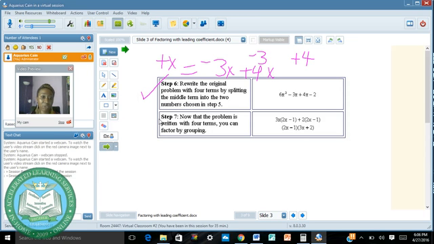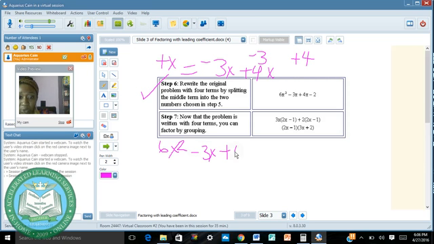Now that the problem is written with 4 terms, you can factor by grouping. Okay? So I'm going to show you that step by step so that you can see what we did. So we have 6x squared minus 3x plus 4x minus 2.